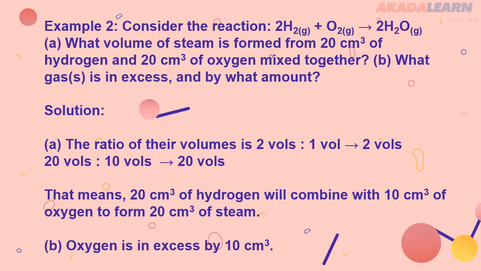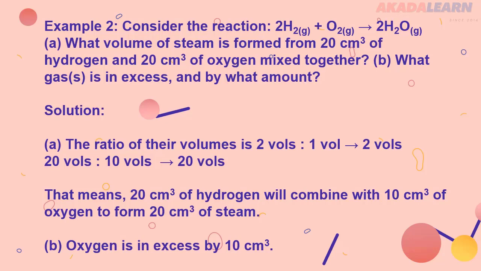The A part. The ratio of their volumes is 2 volumes combining with 1 volume to give us 2 volumes of steam, meaning that 20 volumes will combine with 10 volumes to give us 20 volumes of steam. This means 20 cm cubed of hydrogen will combine with 10 cm cubed of oxygen to form 20 cm cubed of steam.